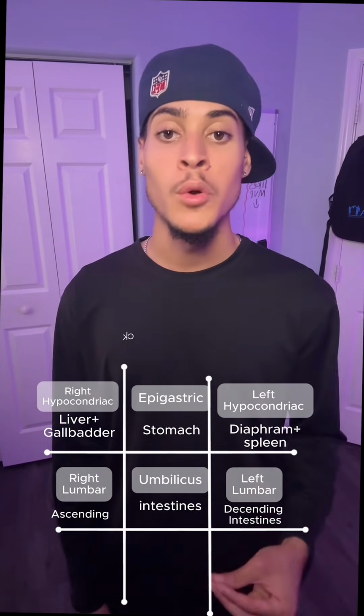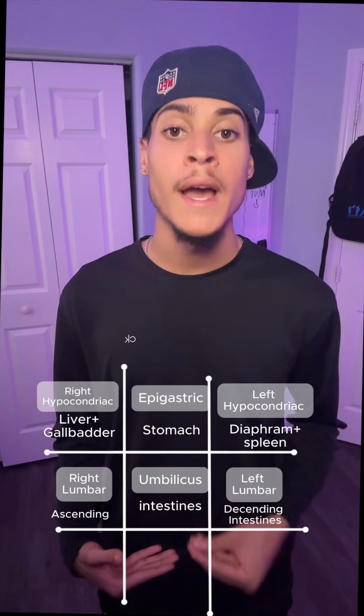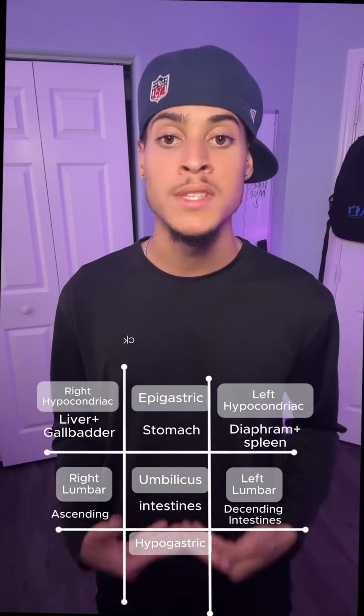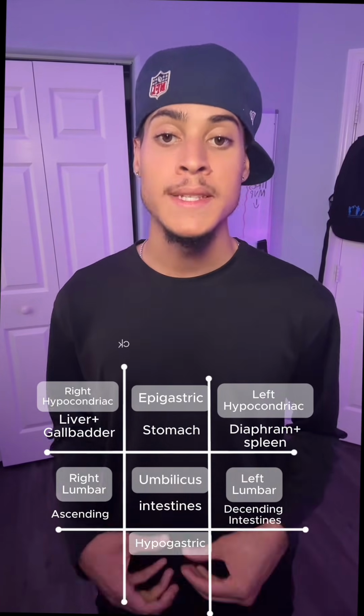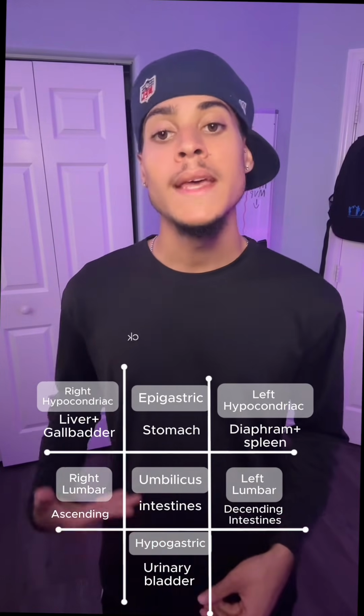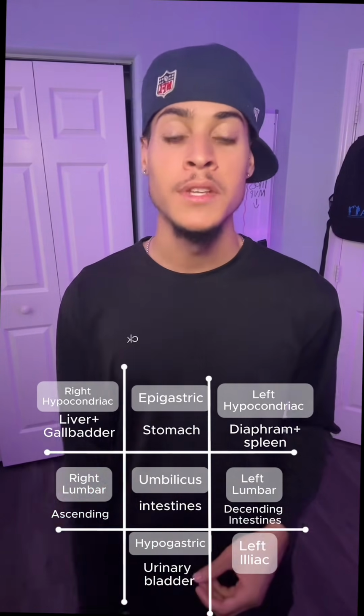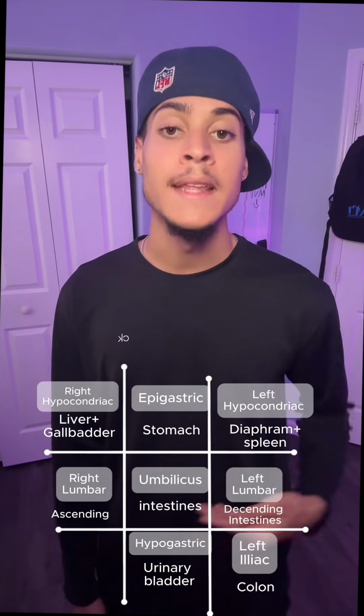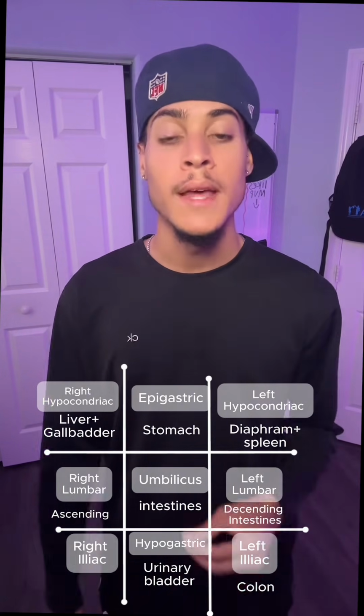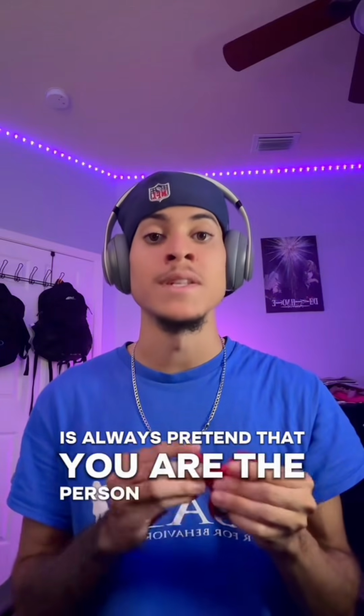In the third row, in the middle is going to be the hypogastric region, which means below the stomach. This is going to contain the urinary bladder. In the left iliac region, this is going to contain the colon, and in the right iliac region, that is going to contain the appendix. Always pretend that you are the person in the picture.